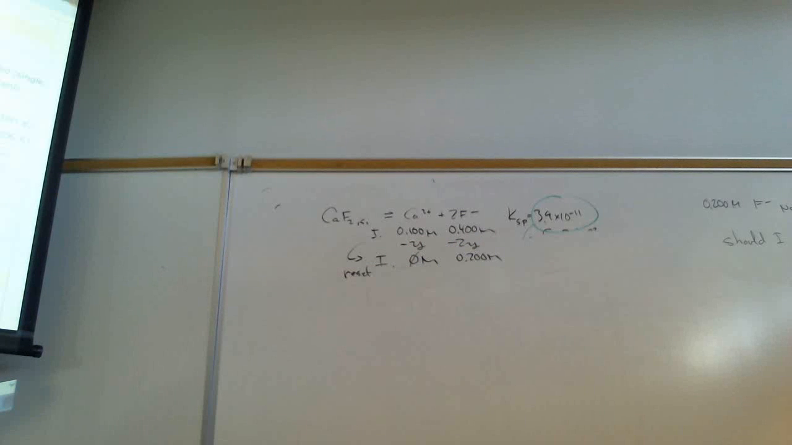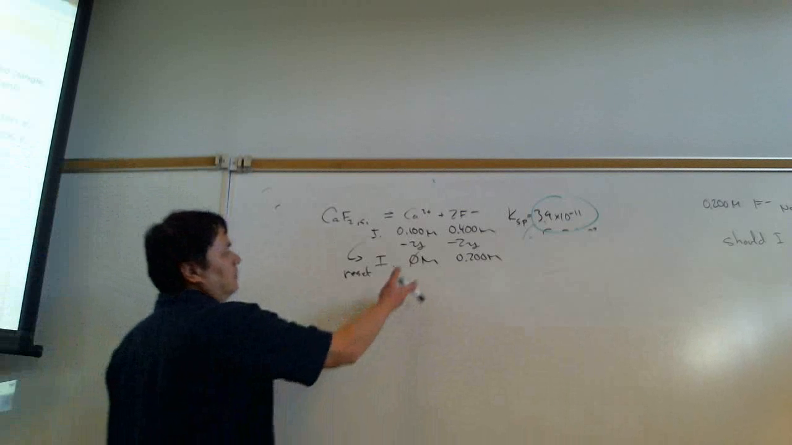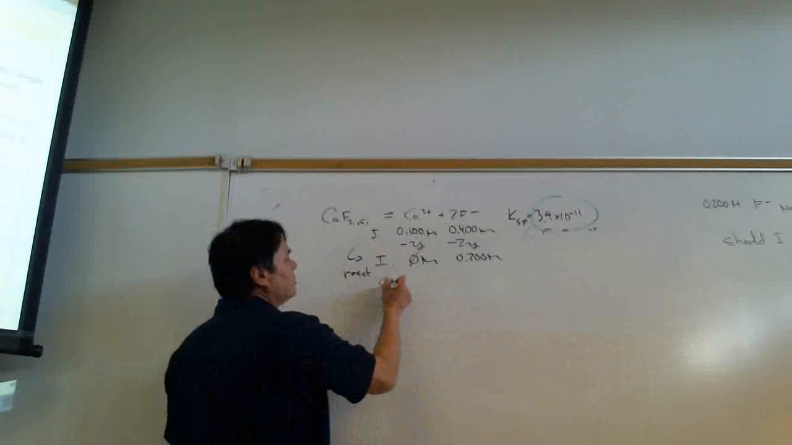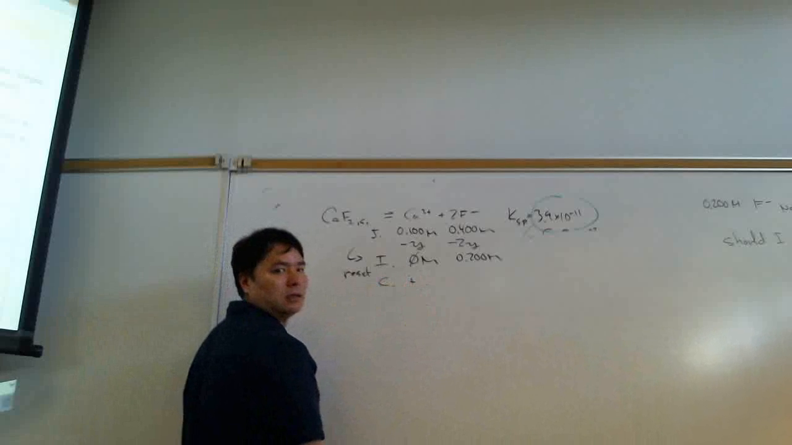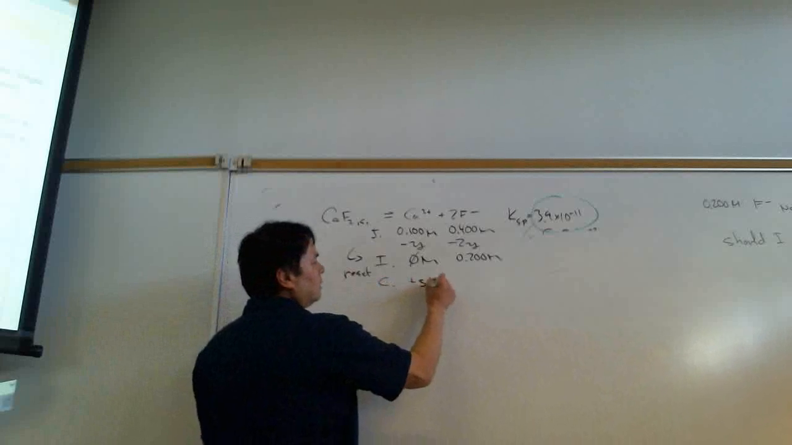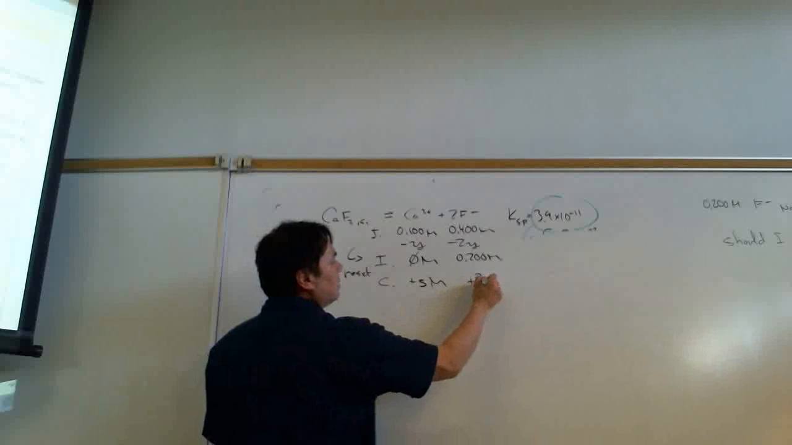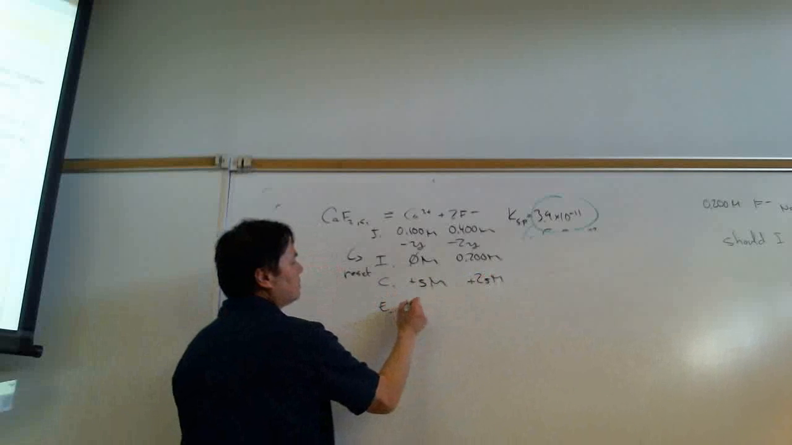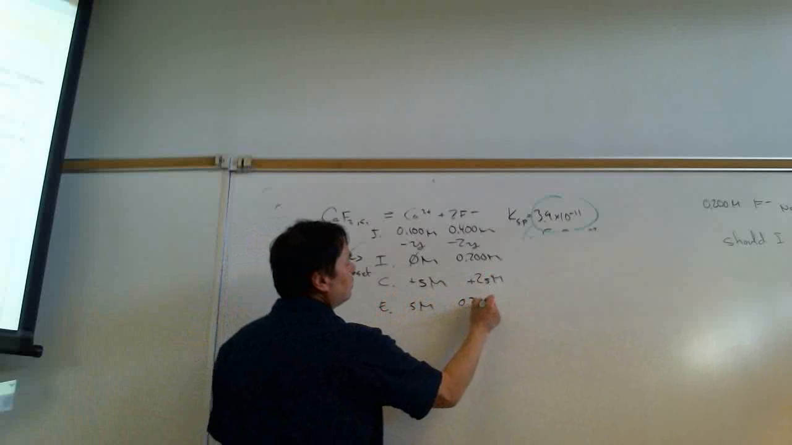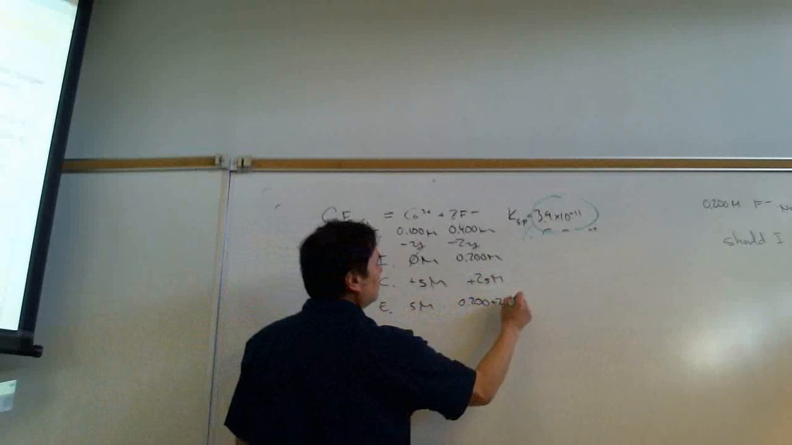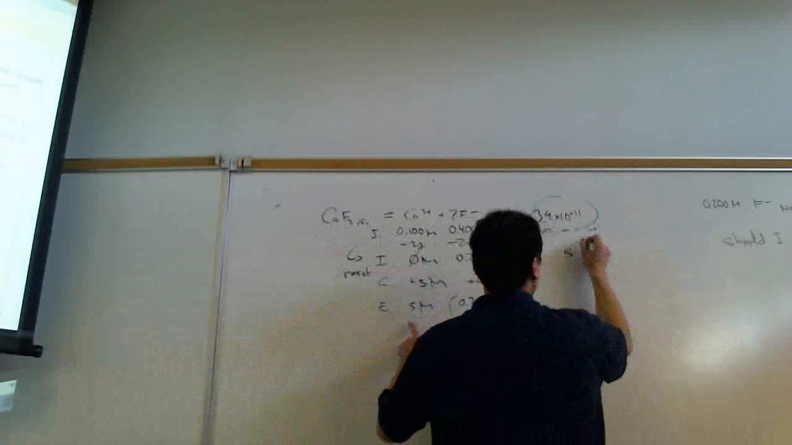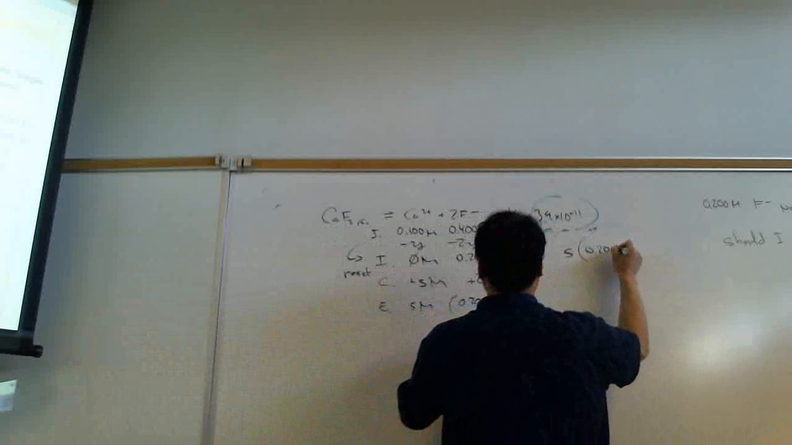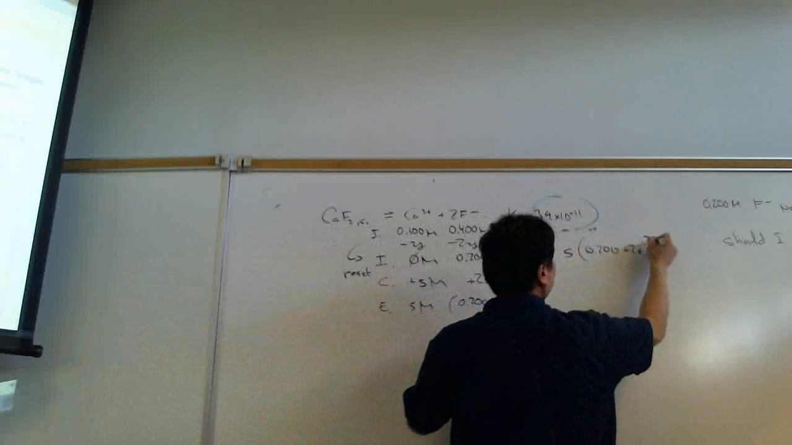This should be better because of the common ion effect. And so what's the change going to be here? Plus S plus 2S. And so at equilibrium, I'm just going to have S molar and 0.200 plus 2S molar. And then let's plug that into the KSP equation, which is going to be S times 0.200 plus 2S squared.